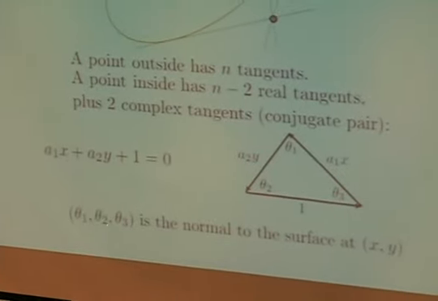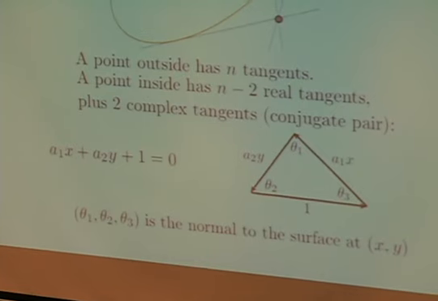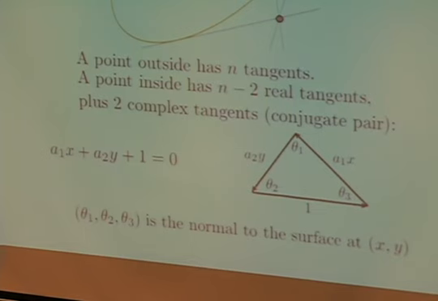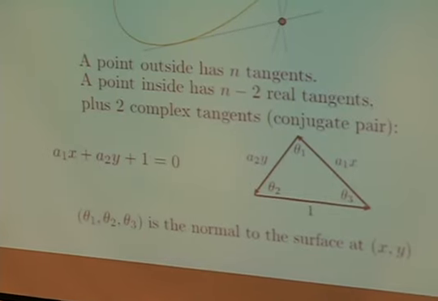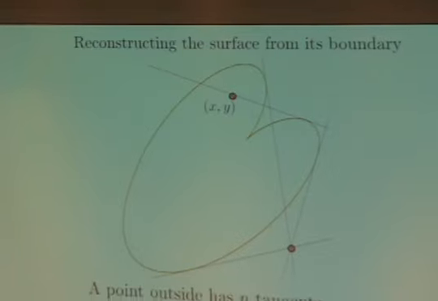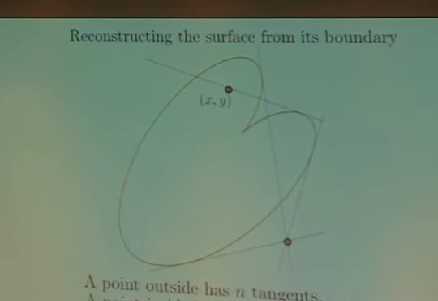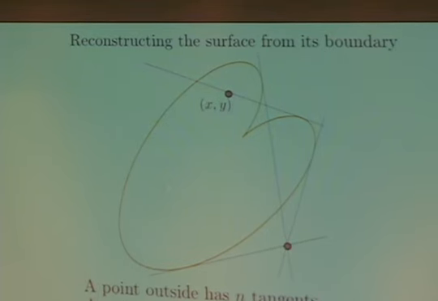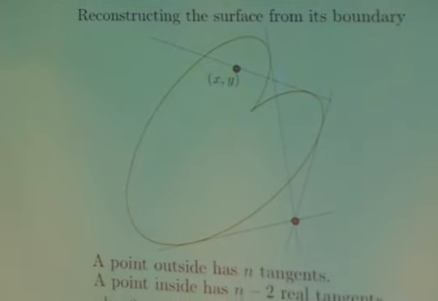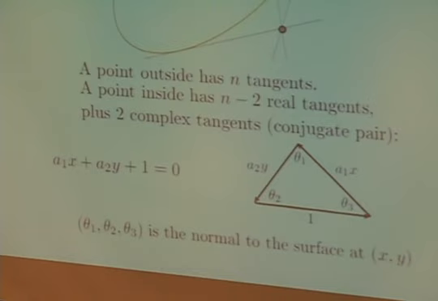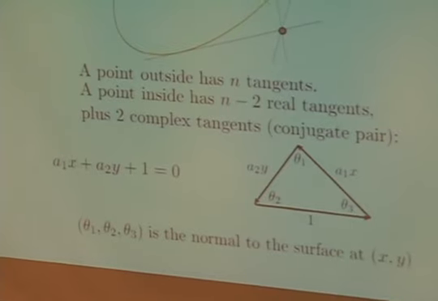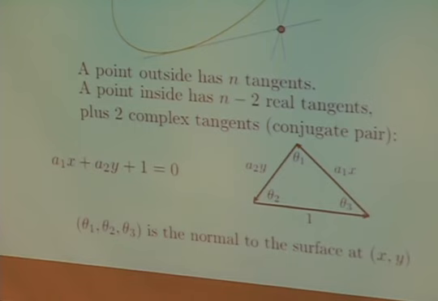You make a vector out of those angles. This is the vector which is the normal to the limit shape surface at that point. This surface is some surface in R3, and it's a smooth surface, and the normal at that point is given by this vector. So what happens is that when this point gets closer and closer to the boundary, this triangle becomes closer and closer to a real triangle because A1x and A2y are becoming real. So one of the angles of that triangle is going to pi, and the other two angles are going to 0. So that means that the normal is starting to point in one of the three axis directions.